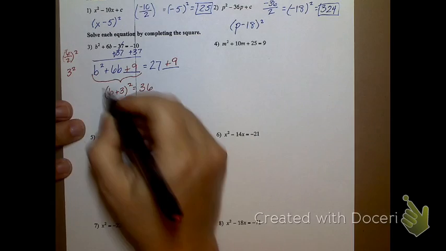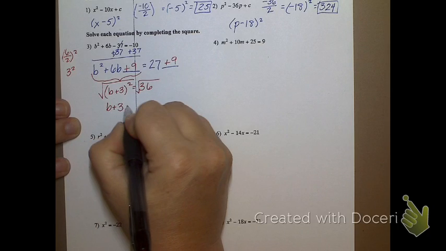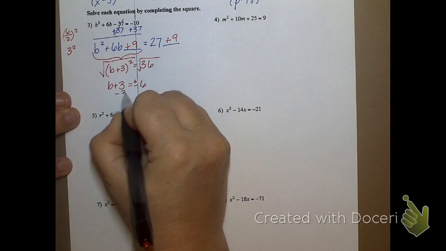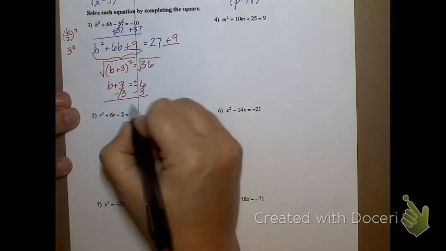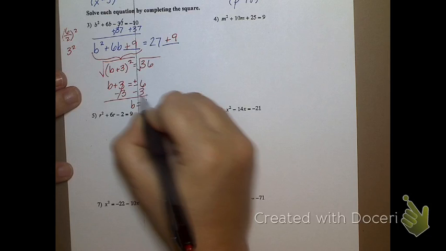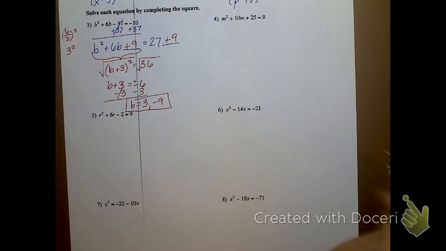And then 27 plus 9 is 36. So I'm going to square root both sides. B plus 3 equals positive and negative 6. Subtract 3. And B equals 6 minus 3 is 3. Negative 6 minus 3 is negative 9. Questions on that one? Nope.